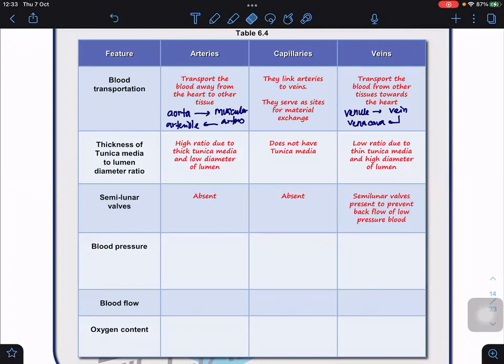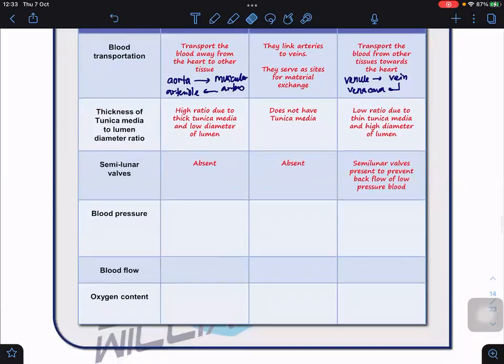How about the blood pressure? In the artery it is quite high, so that's why we need high elastic fibers. In terms of the capillary, no pulse, so blood pressure is lower than the artery. And the same goes for the vein, which has the lowest blood pressure.